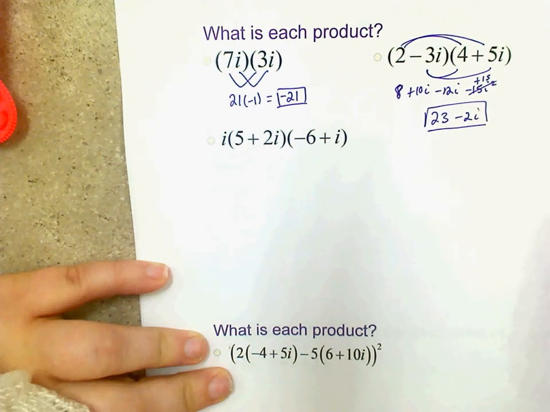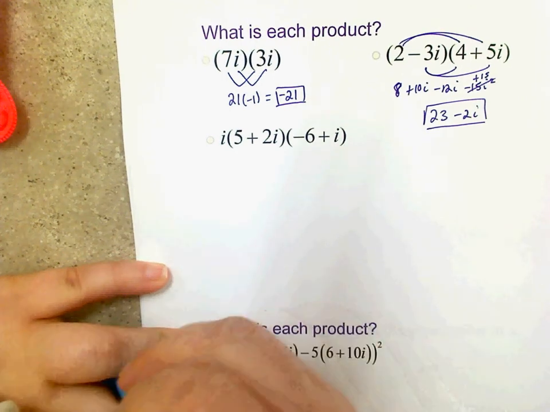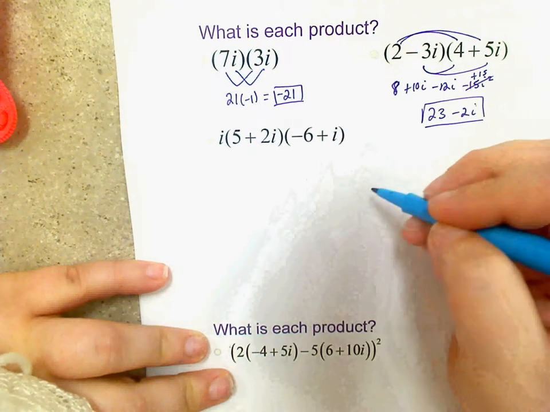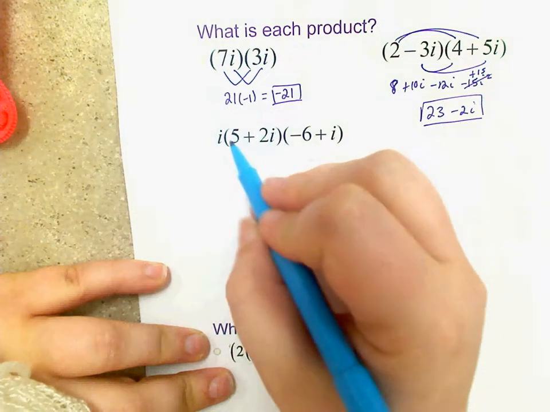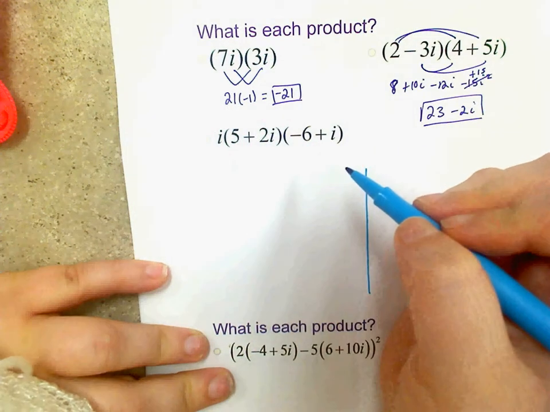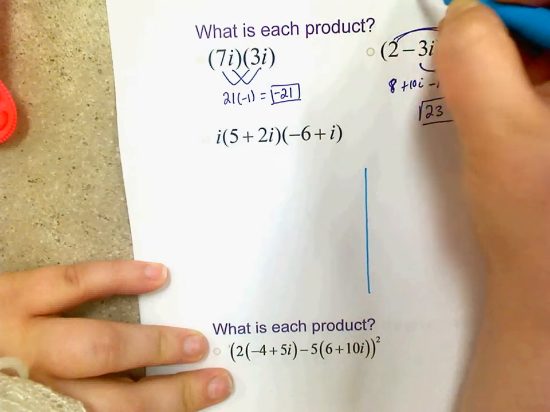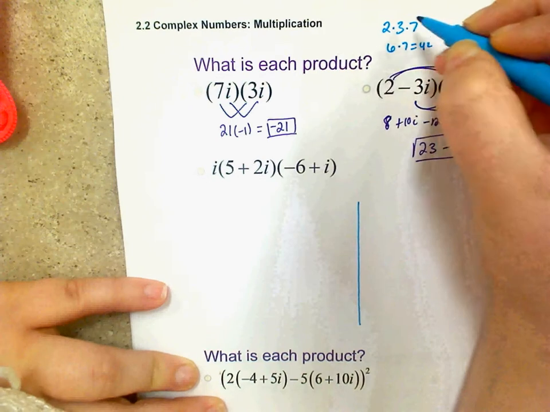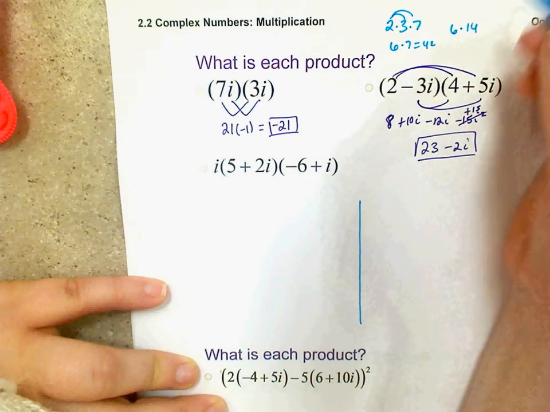Now on the one below it, I've got a binomial times a binomial with an I out in the front. So you can do this one of two ways. You can either distribute the I to one of these. You can't distribute it to both. You never distribute, like if I said 2 times 3 times 7, I would hope that you would only say 6 times 7, which is 42, not 2 times 3 times 2 times 7, 6 times 14, because that's not what it is. That would be an extra 2.